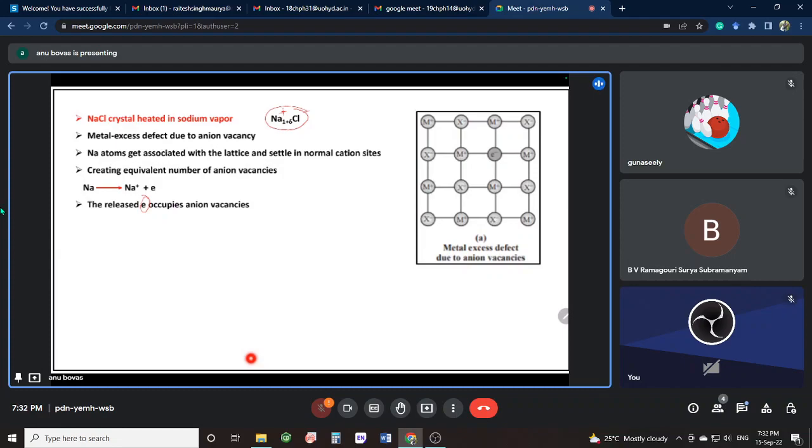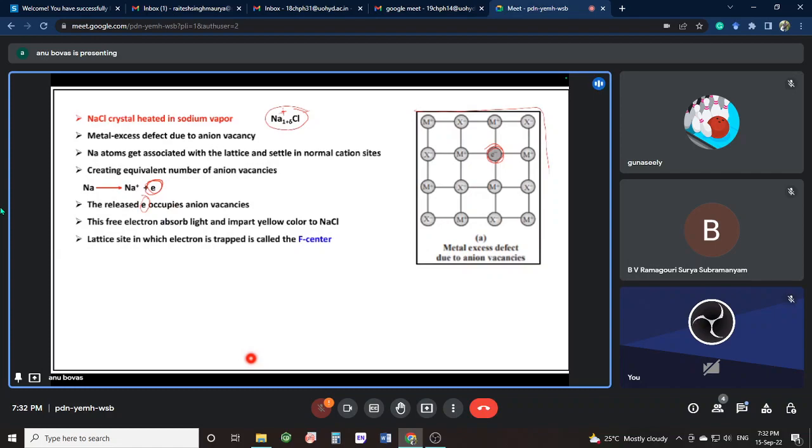We can understand this better with this picture. We have metal and anion. In one place, if an anion is missing, the electron that has been obtained from Na, converting it to Na plus, will situate in this site and maintain the electrical neutrality. Now this free electron can absorb light, and this is the reason for imparting yellow color to NaCl.